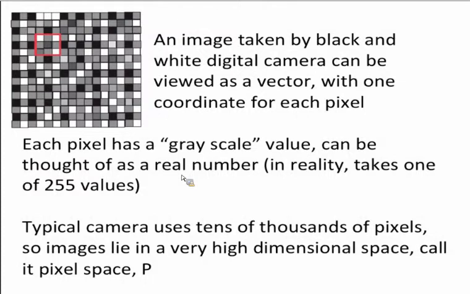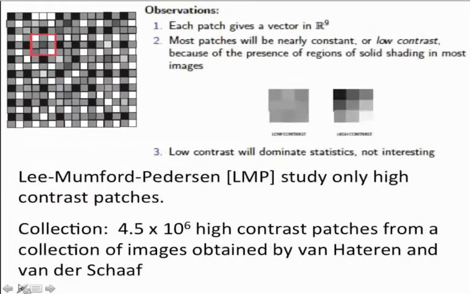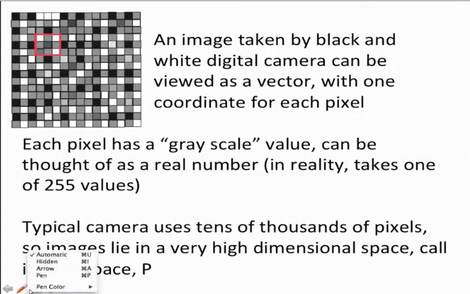Generally speaking, a typical camera uses tens of thousands of pixels. So you've got tens of thousands of pixels here. Each of these blocks is a pixel right here. We're going to do black and white pictures only. We could do color as well.